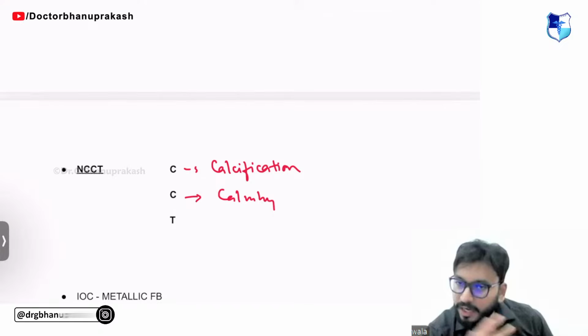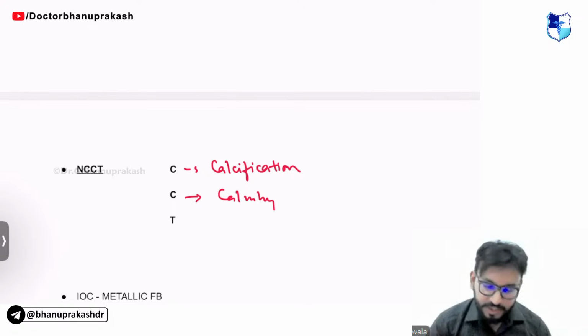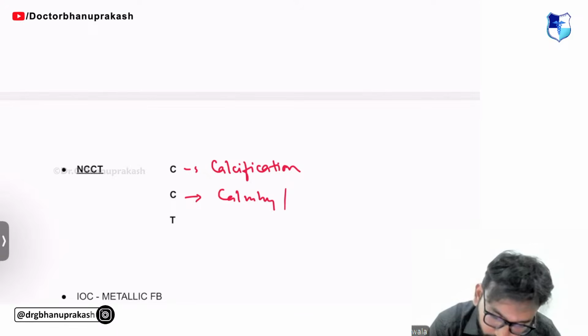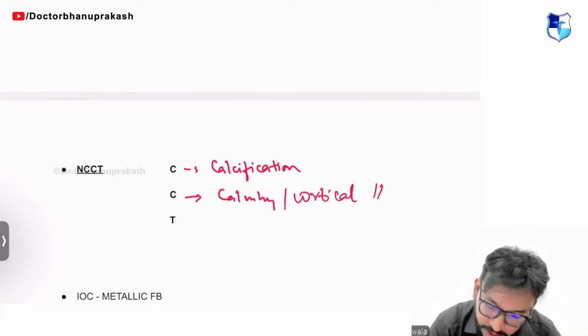Calcification, calculus, all calculi except for gallstones, the investigation of choice is CT. In gallstones, investigation of choice is USG. Okay, so calculus and cortical breaks. What are cortical breaks, guys? Cortical breaks means nothing but fractures.